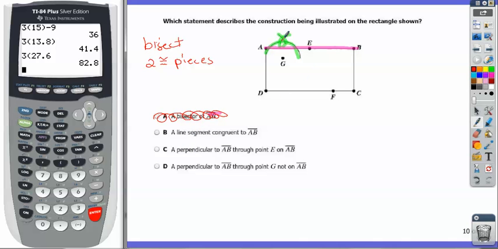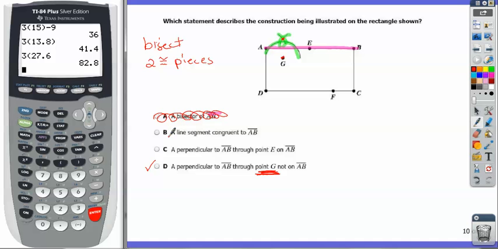Now this X right here looks like it lines up nicely with G. So it really looks like I'm going to have to do something with point G. So I'm really already favoring this problem right here, that choice. So let's go through the choices.